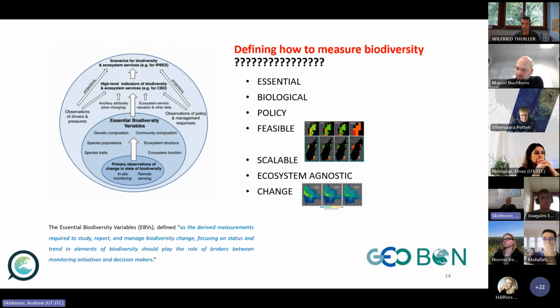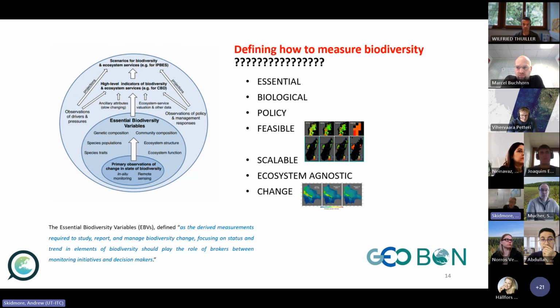And the definition of EBVs basically came out of this paper by Pereira and colleagues in 2011, where they were looking at EBVs as the derived measurements required to study, report, and manage biodiversity change, focusing on status and trend in elements of biodiversity. And how you do that? Well, there's not really a definitive list of these essential biodiversity variables, but what we'll show now is that it's beginning to stabilize around a few EBVs.